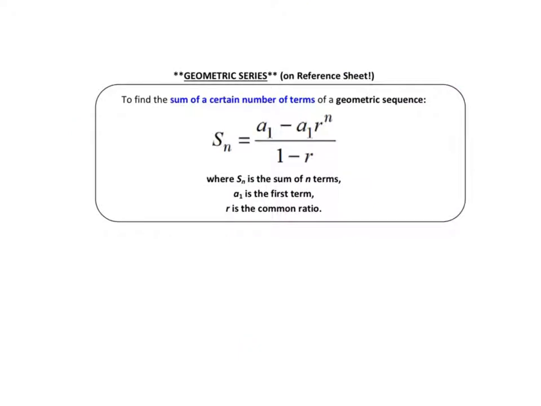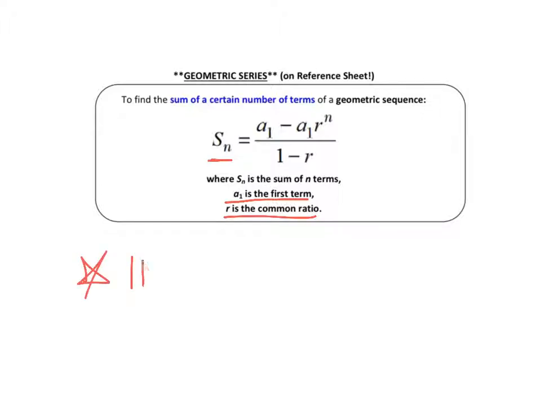Okay, now we get into the geometric series. Notice that was for arithmetic that we just covered. Geometric is actually nice because it just gives you a formula, and notice it's on your reference sheet. So this is when that reference sheet comes in handy, for these sequences and series. And it describes it. S sub n is the sum of the number. A sub 1 is obviously the first. R is the common ratio. So this only works for geometric because of that common ratio.